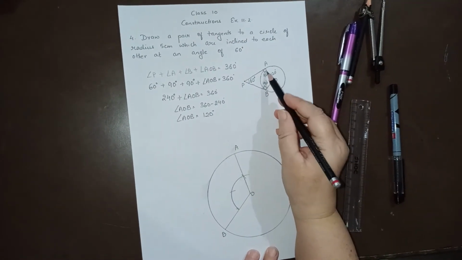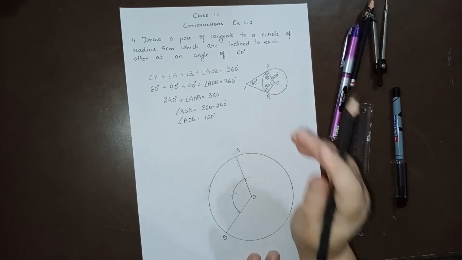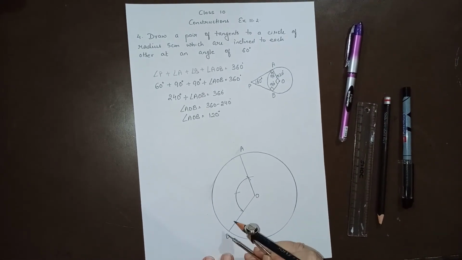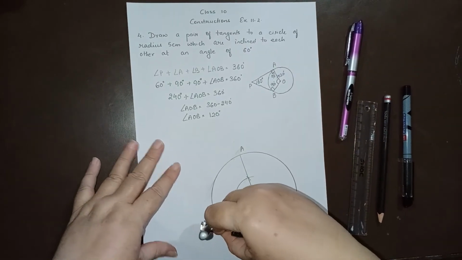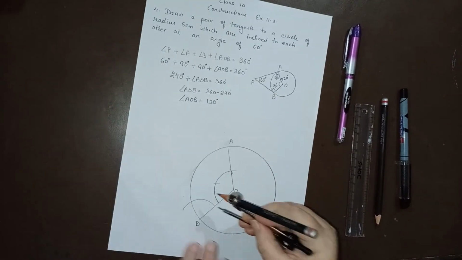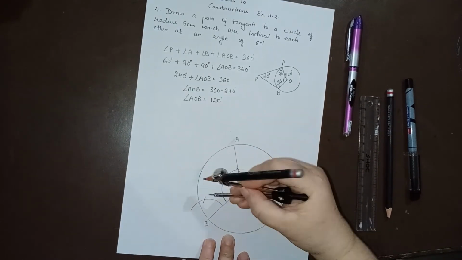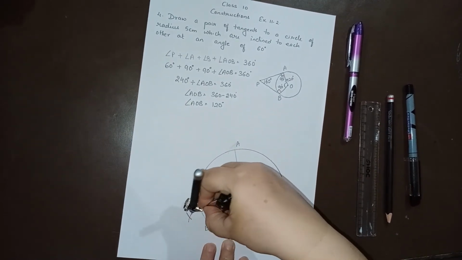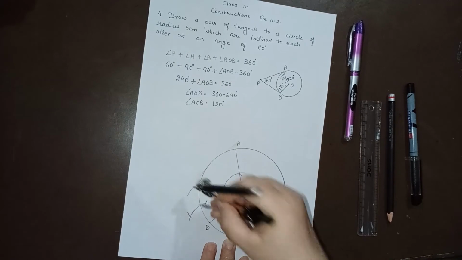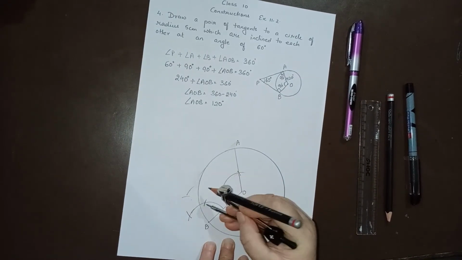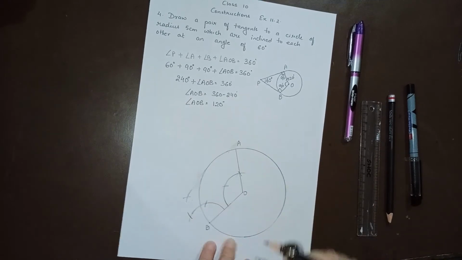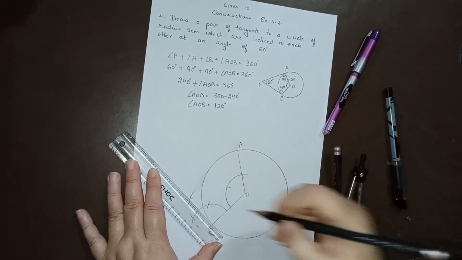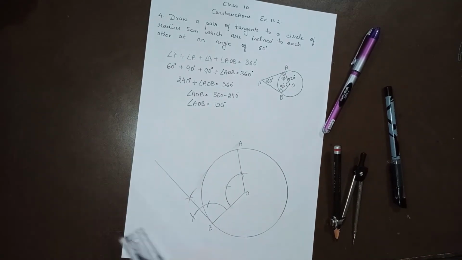Now these angles are 90 degrees each. That is, at B and at A, we have to construct 90 degrees. So let us draw an angle of 90 degrees here. For 90 degrees, you have to do it like this. Then this is 60 degrees. This is 120 degrees. From 60 and 120 degrees, we can draw an angle of 90 degrees. So this will be an angle of 90 degrees at B.